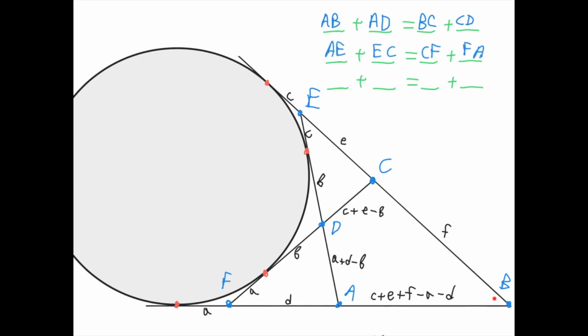Finally, let's take BF plus FD and compare to BE plus ED. Well, BF plus FD equals B plus C plus E plus F, and then minus A minus D, and this A and D cancel out. So we get B, C, E, and F. And what do we have on this side? Well, we have B, C, E, and F, exactly the same thing. So we got our three equalities that are true every time that we have a circle here.